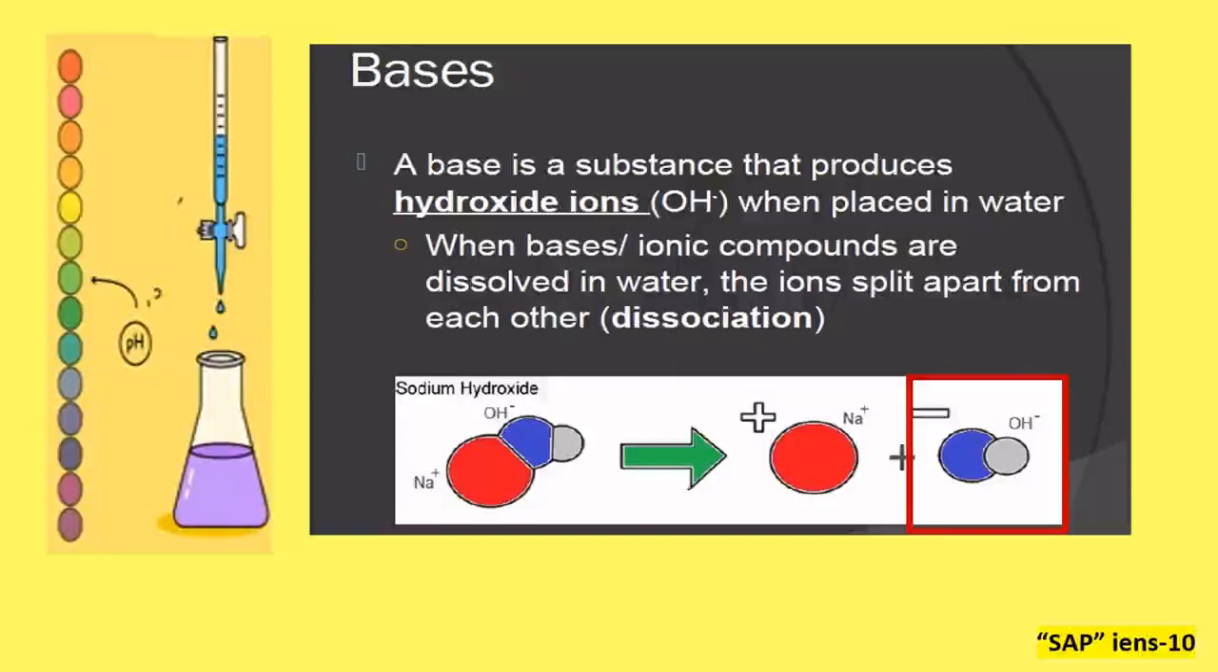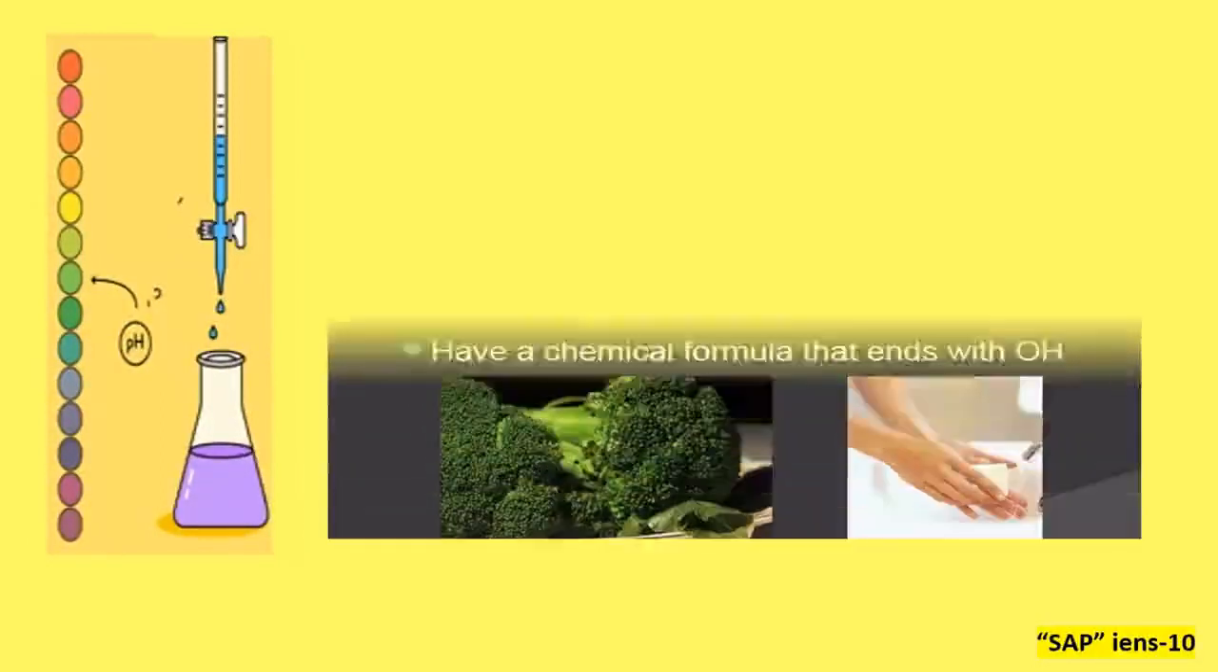Bases. A base is a substance that produces hydroxide ion, OH-, when placed in water. When bases or ionic compounds are dissolved in water, the ions split apart from each other, that is dissociation. NaOH splits into Na+ and OH-.